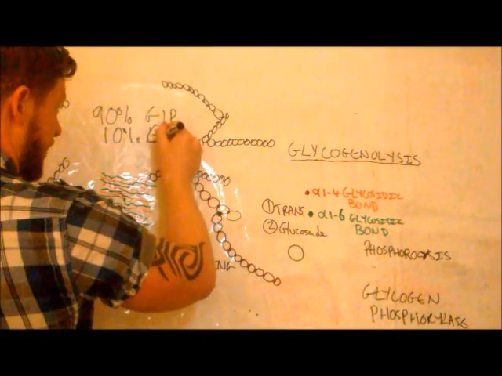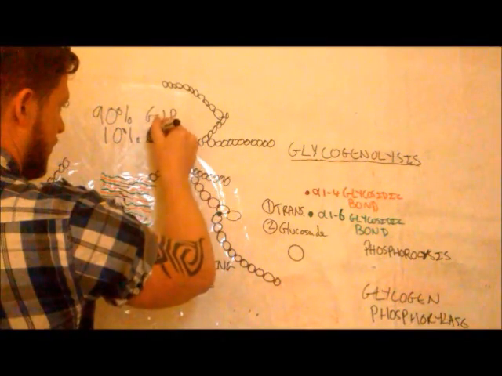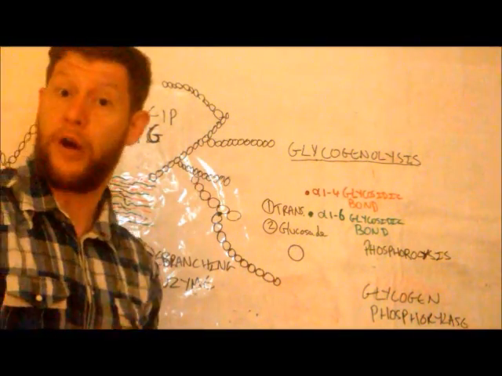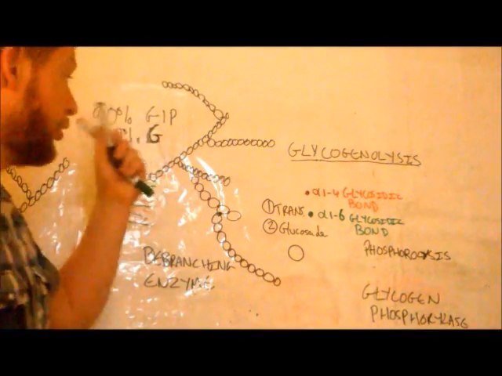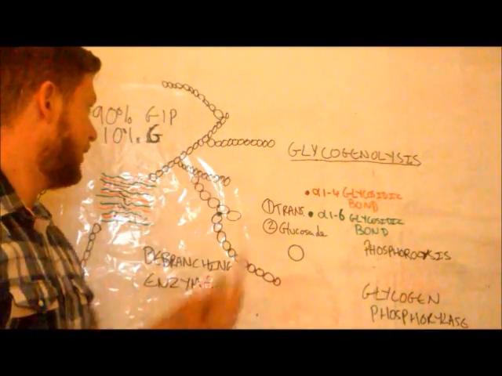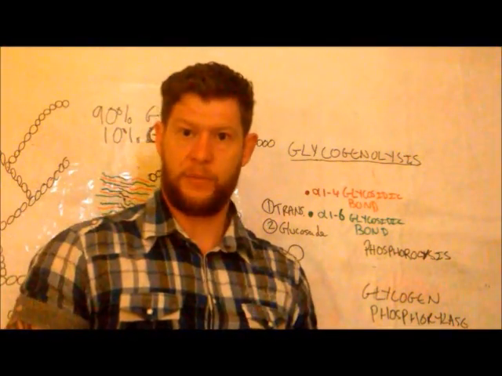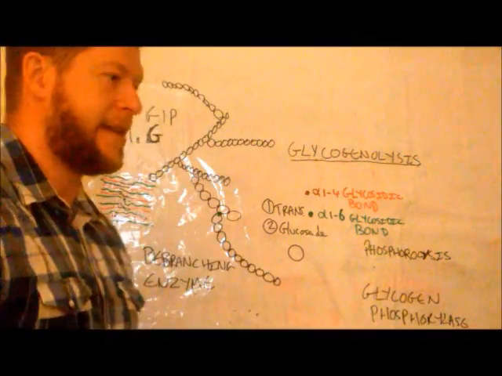It's just our G. Okay, my writing's awful today. I apologise. So just 10%. So when you break down glycogen, you only get 10% glucose. That's not a problem because, like I said before, glucose itself needs to be converted again to this G6P through another enzyme which phosphorylates it. So then G6P can then enter the cycle again.